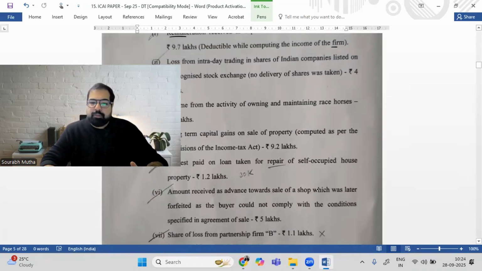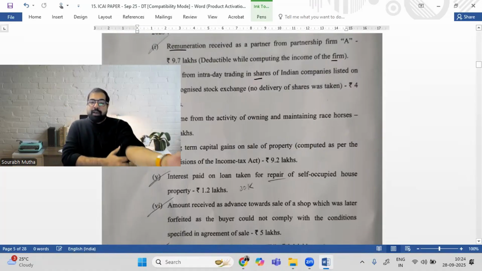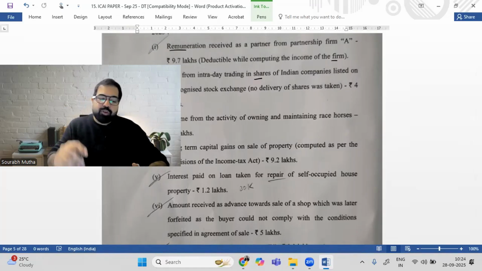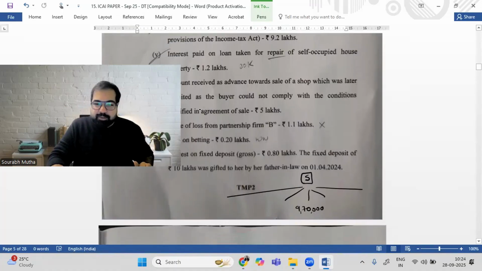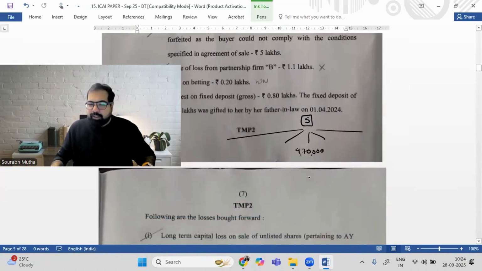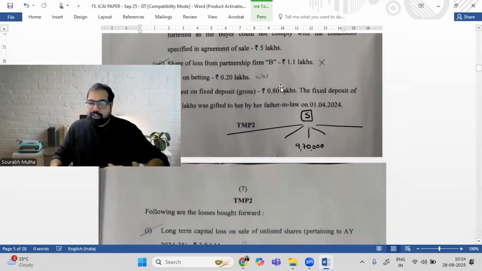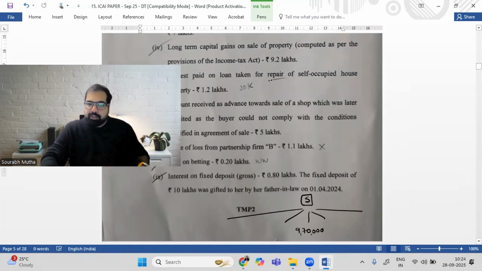Next. Income or loss from intraday trading in shares of Indian companies listed on the recognized stock market. You should not have done it, but you did intraday trading and you made a loss of 4 lakh. Unfortunately, this is called speculative loss and it can be set off only against speculative business income. So I'm going to take that and I'm writing it here. This is how much is the loss. Let's check the loss. 4 lakh rupees. Unfortunately, so 4 lakh is the loss. I'm going to write this loss slightly lower and I'm going to put a loss here and I'm going to put a star mark that it is unique. You cannot set it off with anything else unless you have other speculative income.